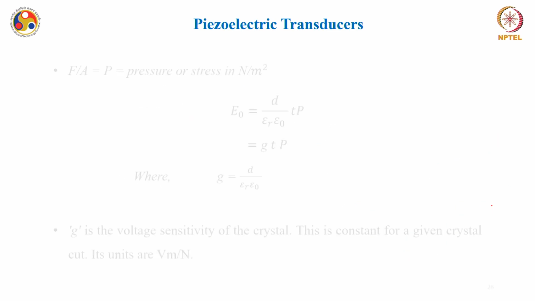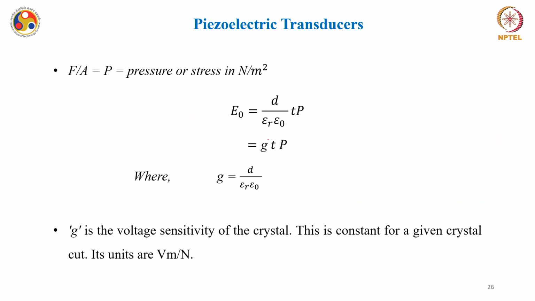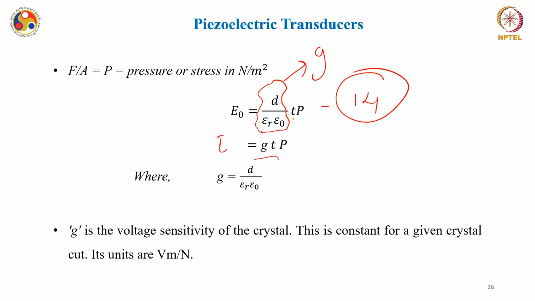So E naught is equal to d t by epsilon R epsilon naught, and I am replacing this F by A by P, okay. So E naught is equal to d by epsilon R epsilon naught into T into P, and let me call this equation 14, okay. Now if I replace this d by epsilon R epsilon naught, we have already seen from previous equations that this is nothing but the G value, okay. So E naught is equal to G into T into P, and let me call this equation 15, okay.